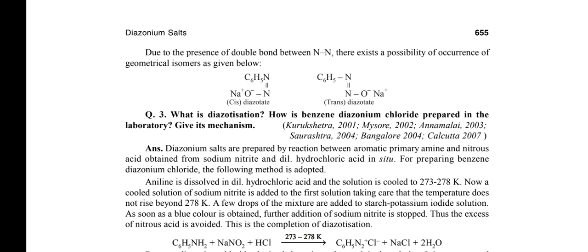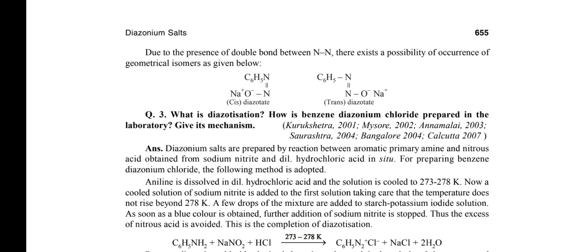Question 3. What is diazotization? How is benzene diazonium chloride prepared in the laboratory? Give its mechanism. Diazonium salts are prepared by the reaction between an aromatic primary amine and nitrous acid, obtained from sodium nitrite and dilute hydrochloric acid in situ. For preparing benzene diazonium chloride, the following method is adopted.